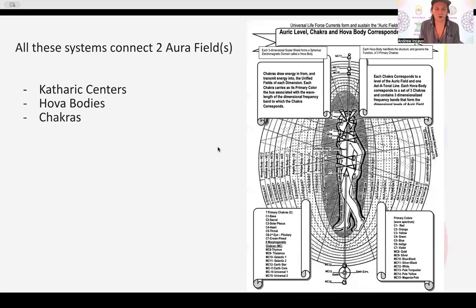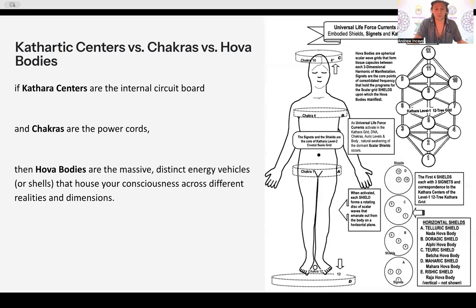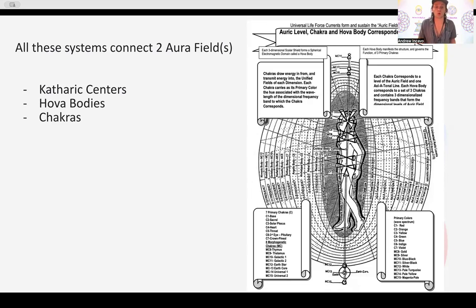Okay, and so all of these systems connect to the aura fields. So we have the catharic centers. Let me go back one. If the catharic centers are the internal circuit board, the chakras are the power cords, and the hova bodies are the energy vehicles or shells that house your consciousness across different realities and dimensions. Your auric field comes out of your hova bodies and technically projects the consciousness.